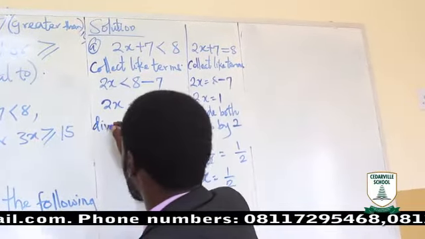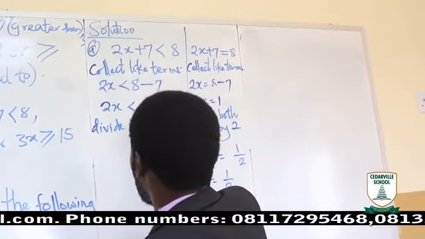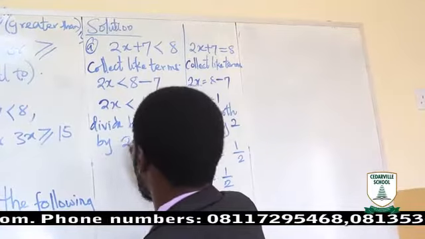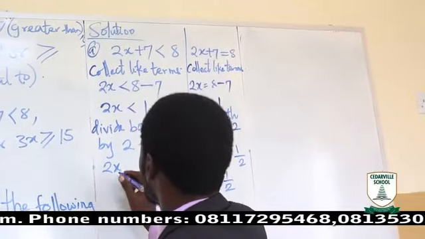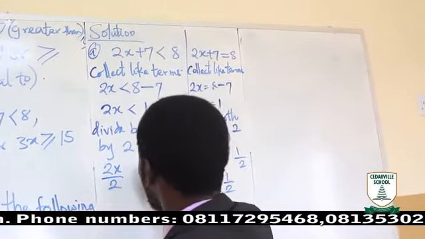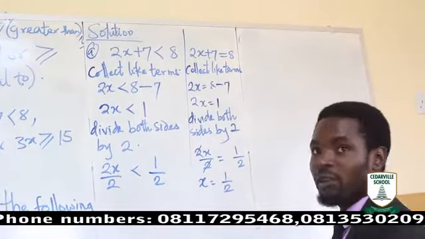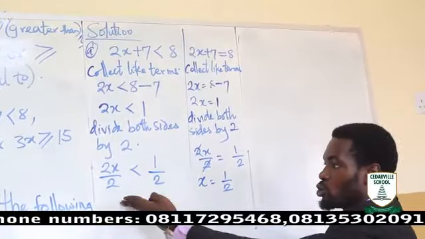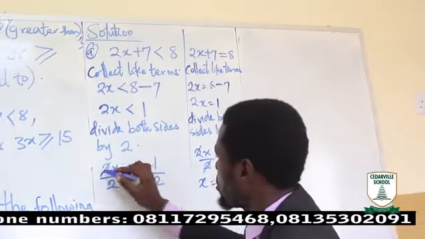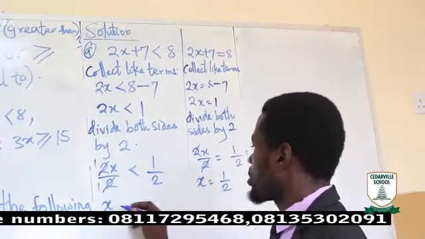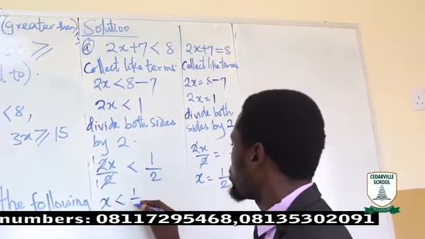So divide both sides by 2. So 2x over 2 is less than 1 over 2. You can see we have divided the two sides by 2. So 2 here 1, 2 here 1. We are left with what? x. So x is less than 1 over 2.